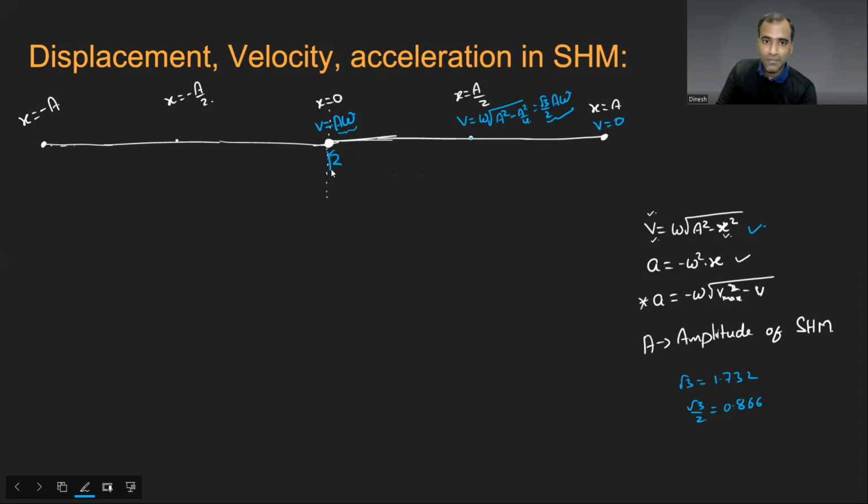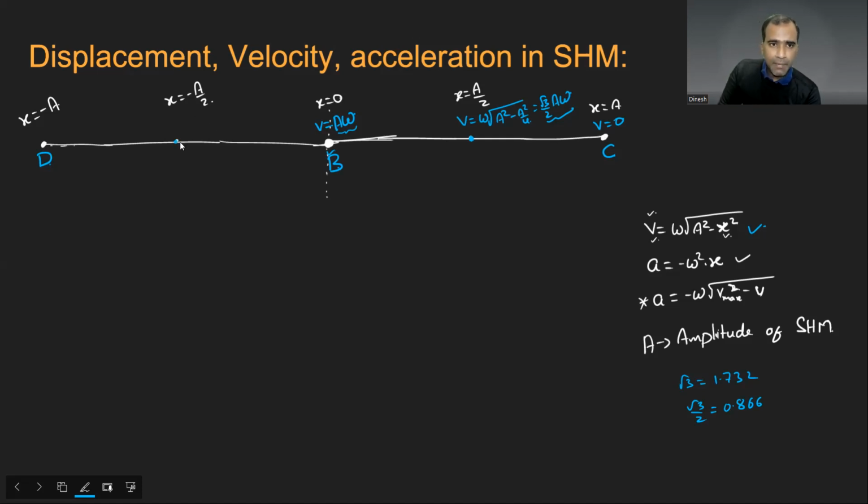Yes, sir. B, D. When it is traveling from B to C or C to B, both ways, at that particular point, the magnitude is the same, right? But the direction differs. When traveling from B to C, the velocity is root 3 by 2 a omega in the positive direction. When traveling from C to B, it is in the negative direction. So the magnitude is root 3 by 2 a omega, but in the negative direction. You can write it as minus root 3 by 2 a omega when traveling in the reverse direction.